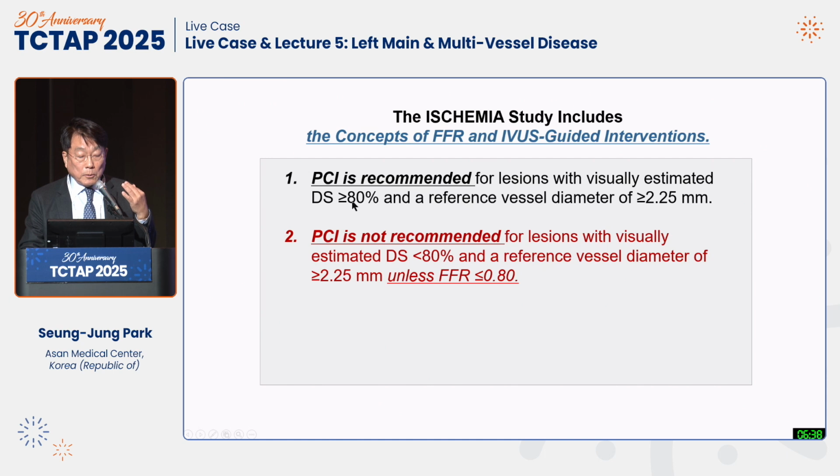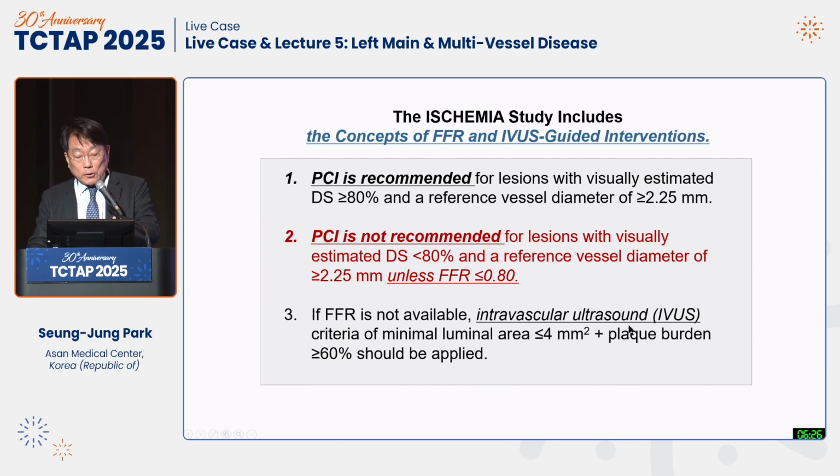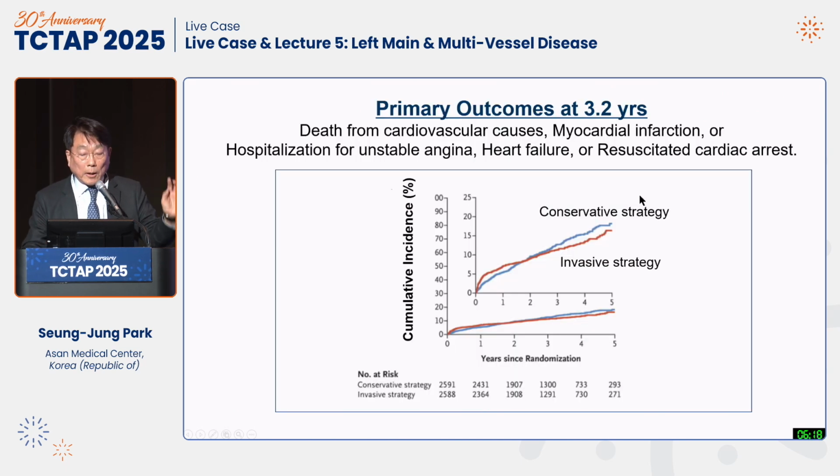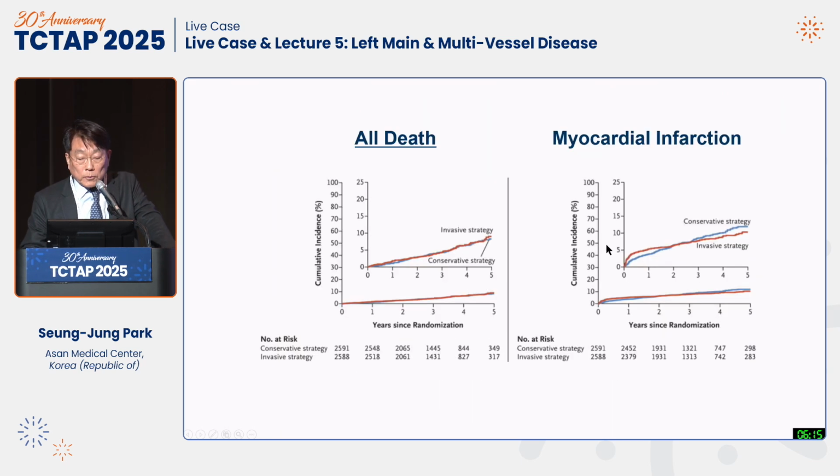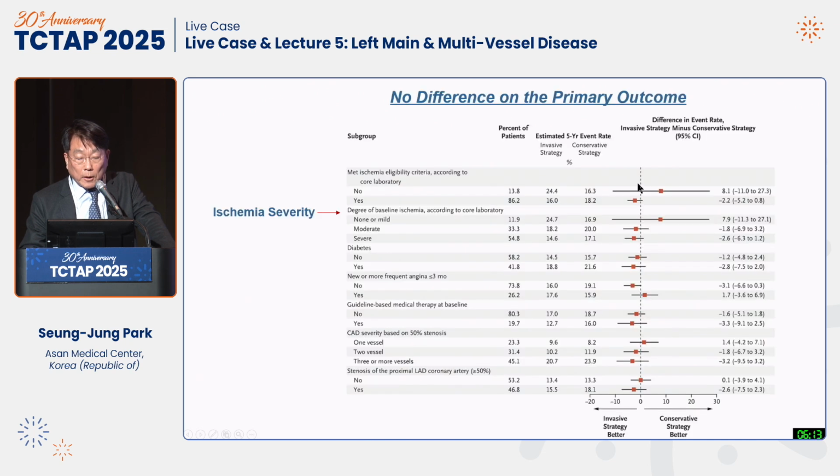PCI is recommended for stenosis more than 80%, with size 2.25. PCI is not recommended if diameter stenosis is less than 80%. However, unless FFR is positive, don't touch. If FFR is unavailable, with intravascular IVUS, minimal lumen area would be the criterion for treatment. Anyway, primary endpoint, no difference at all in deaths and myocardial infarction.